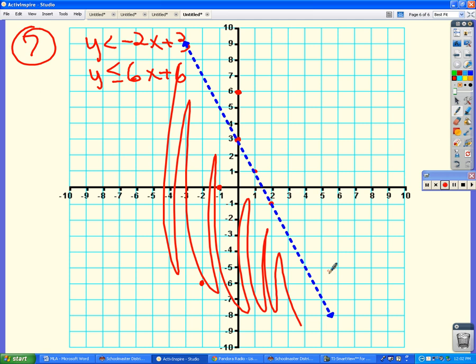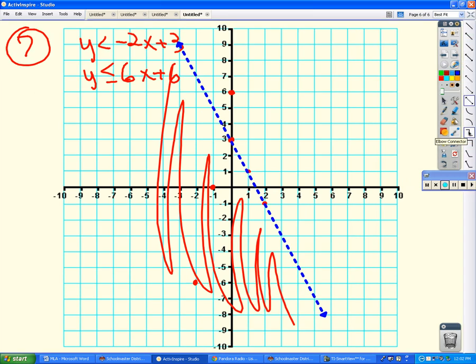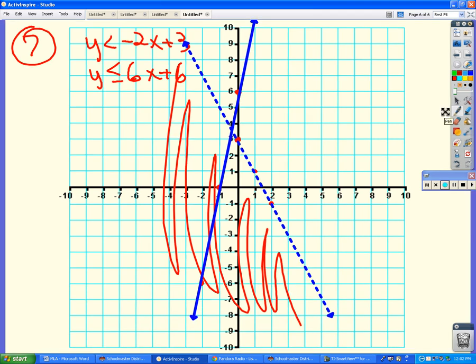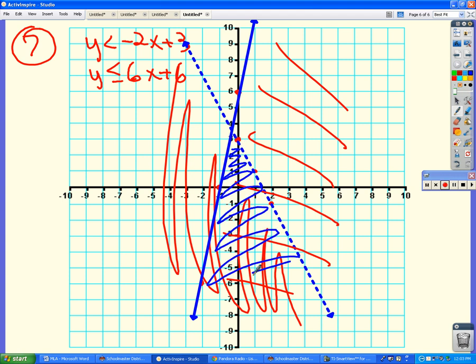Is that going to be a solid line or a dotted line? Solid. Solid line because it says less than or equal to. Okay, so that line is going to look something like this. Where do I shade that one? It says y is less than. Yeah, so I need to go below. Well, it's slightly tilting to the left, so below that is going to be there. And so the answer is where both things are shaded at the same time. So that's that place in there. Okay?